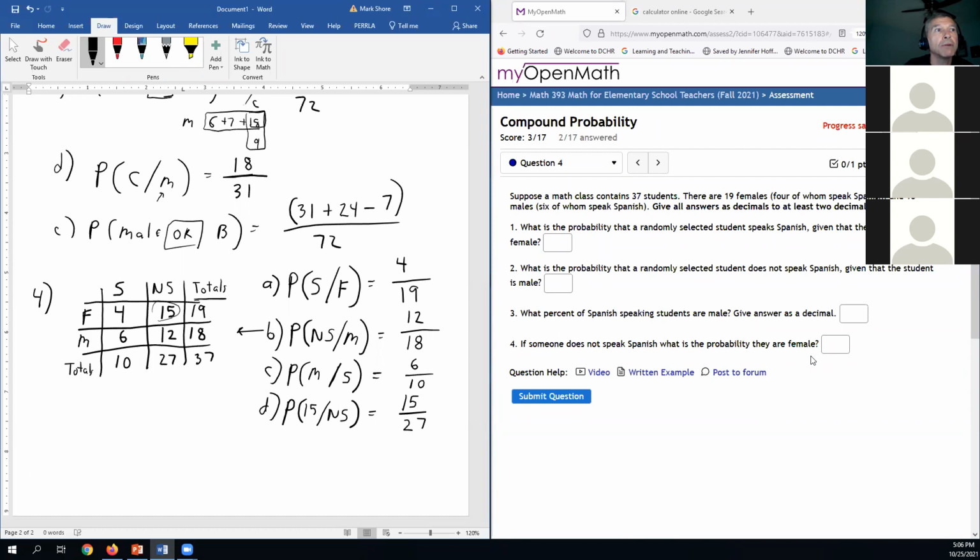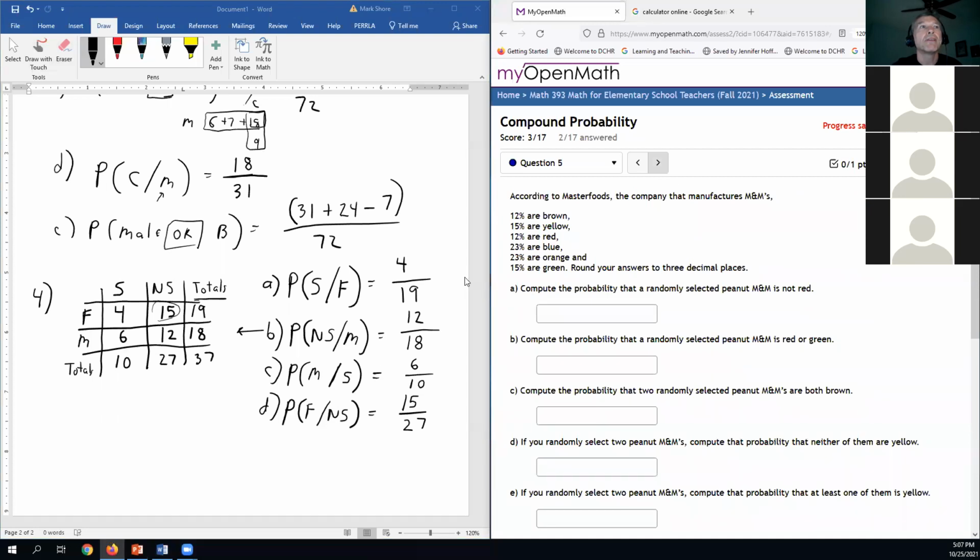Boom, that's it. Oh, here, I'll do that with a letter there, since I tell you where the number came from. That 15 came from those that are female, given that the person does not speak Spanish. And that's it. And I'm not going to type all those in and waste your time with me typing them in. Let's go ahead and go on to the next problem here.